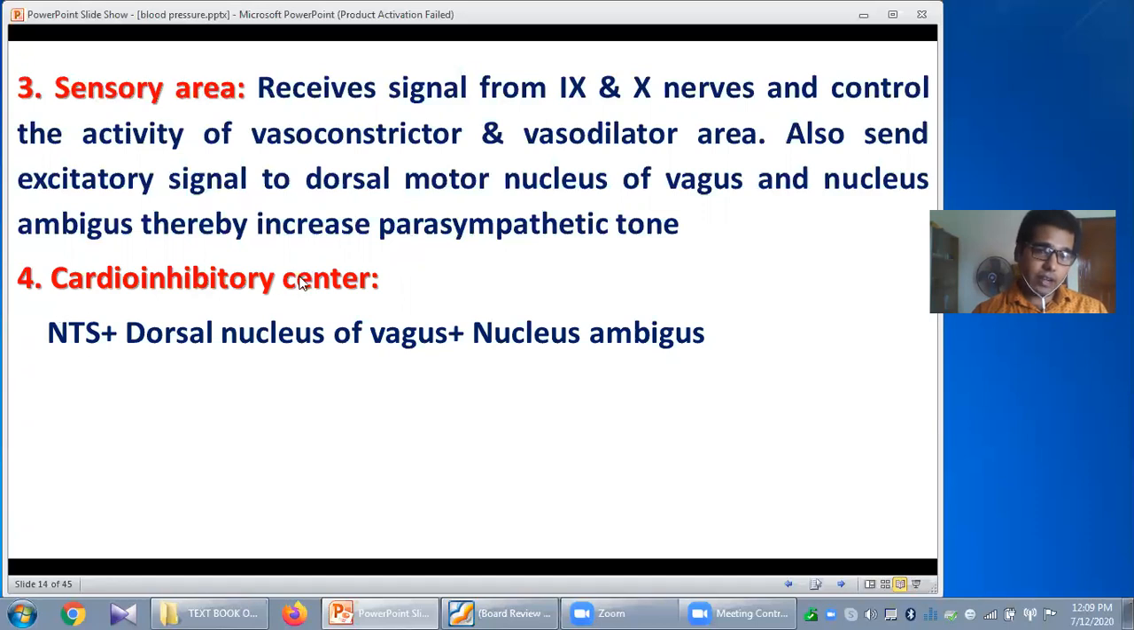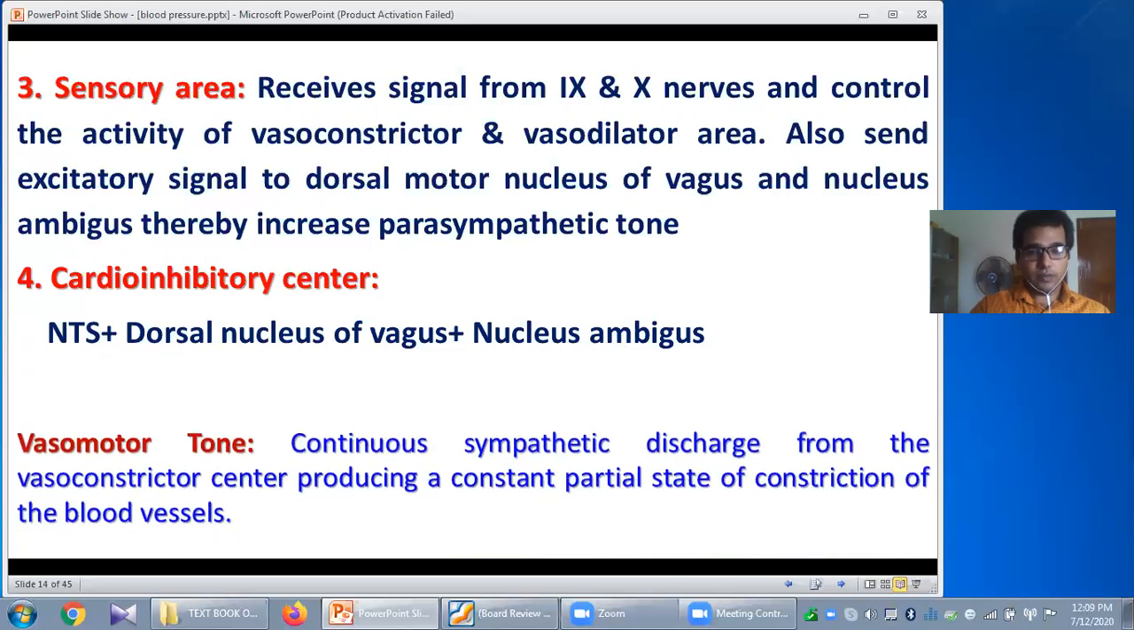So here is the cardio-inhibitory center, which consists of the nucleus tractus solitarius, the dorsal nucleus of the vagus, and the nucleus ambiguus. These are the different functional areas located in the medulla oblongata and pons, or in the brain stem. They are involved in regulation of blood pressure via the baroreceptor feedback system.